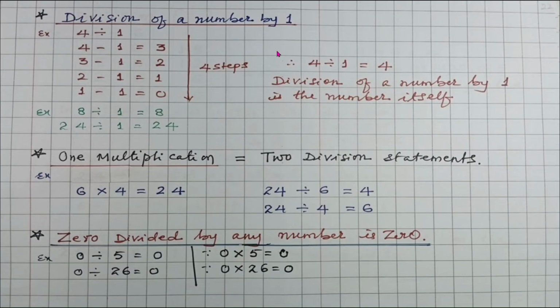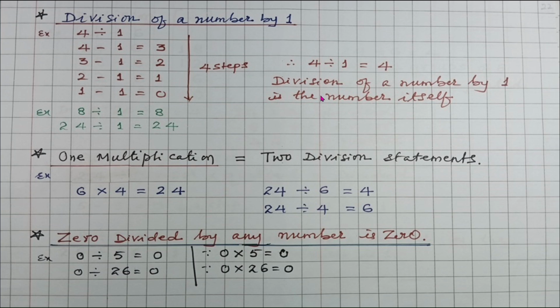Now division of a number by 1 is a special case here. When you divide 4 by 1, that means I have to keep subtracting until I get 0. So 4 minus 1 is 3, 3 minus 1 is 2, 2 minus 1 is 1, 1 minus 1 is 0. I have gone 4 steps down, that means I get the quotient as 4. Therefore 4 divided by 1 is 4.